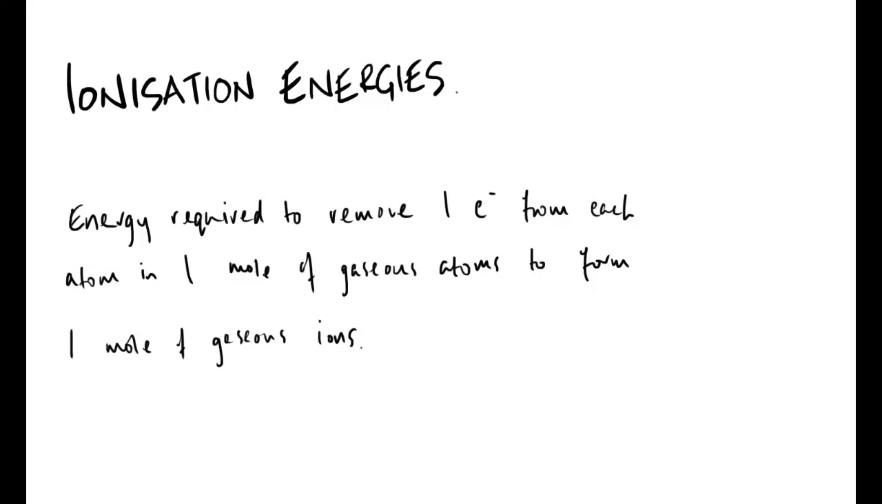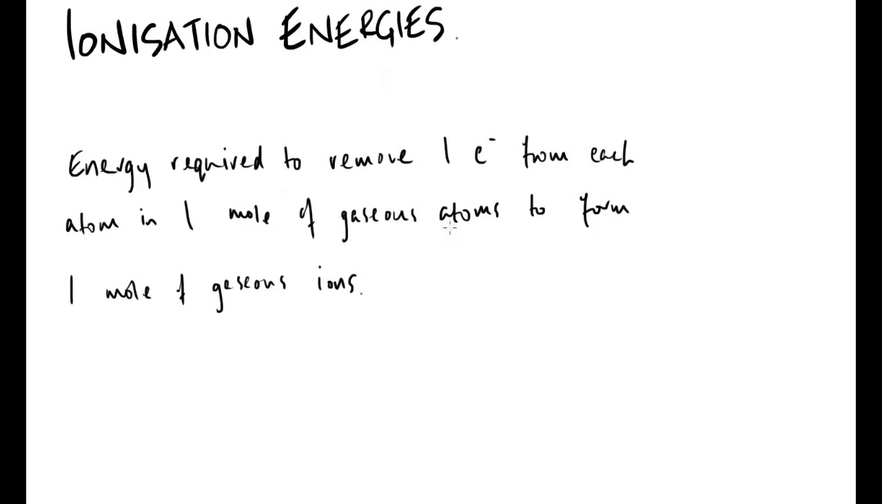So what does this actually mean? Well, as it says, it's the energy required to remove an electron from each atom in 1 mole of gaseous atoms to form 1 mole of gaseous ions. So in reality, it would look something like this. If I take a mole of oxygen atoms, no, atoms, I'm not doing O2 here. We are not dealing with O2. It's purely atoms. Regardless of whether they're diatomic or what they are, we're just dealing with single atoms.